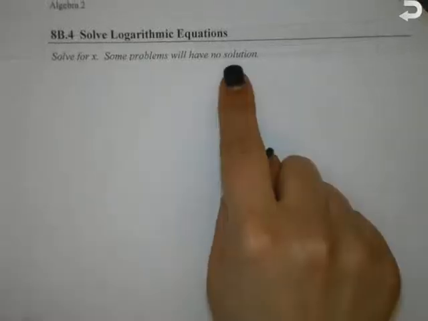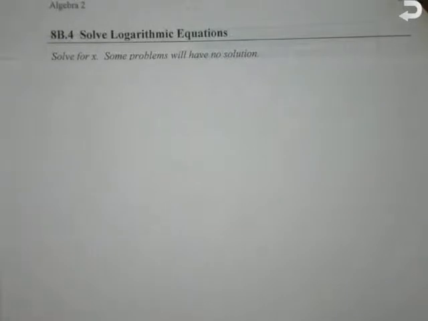Okay guys, 8b.4, we're actually going to be solving log equations. For the log equations, to solve them, I'm going to put x in different spots in the log, and we're just going to use what we know about logs and what we know about the rules of exponents to solve for x wherever it is. Just as a note, some of the problems will have no solution because whatever we end up with will not be possible. Okay, so it is possible to get no solution on these.